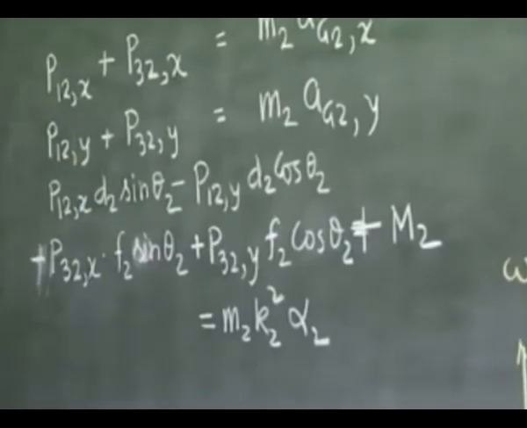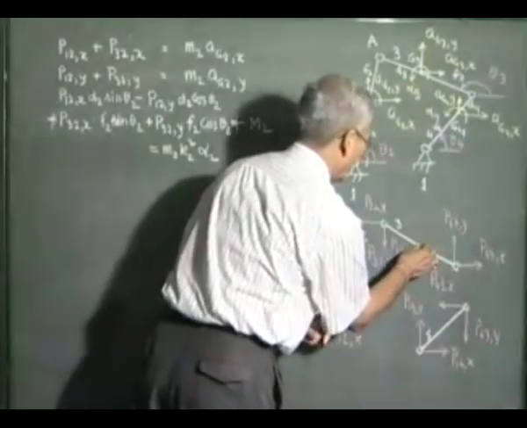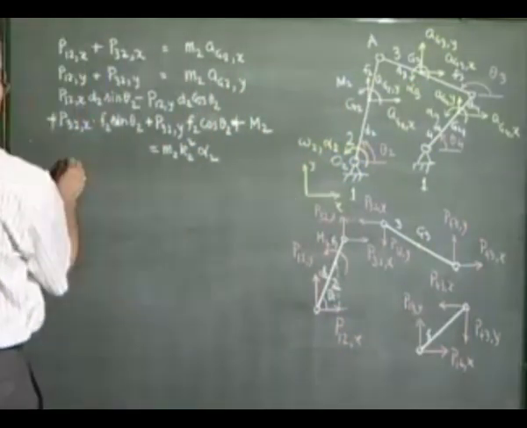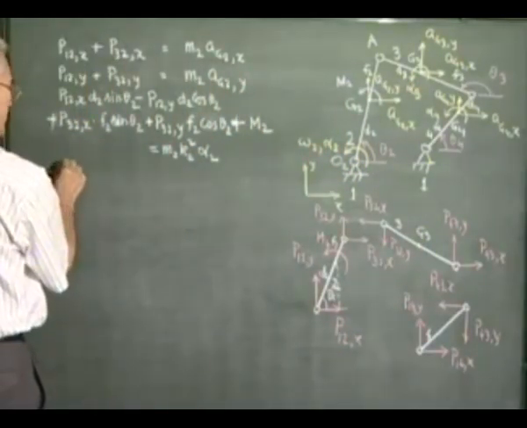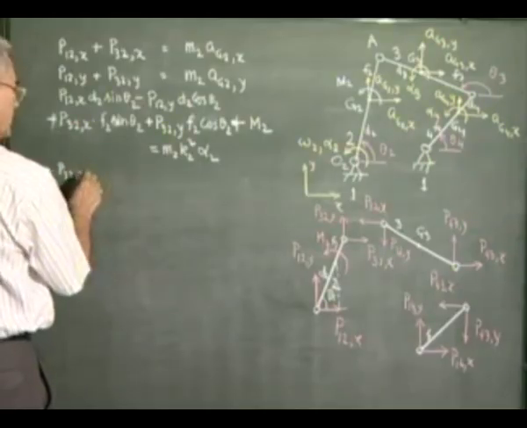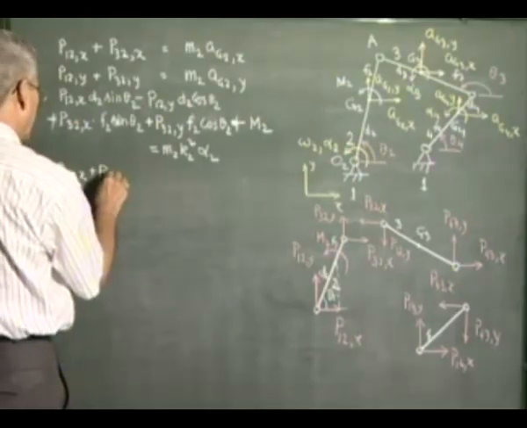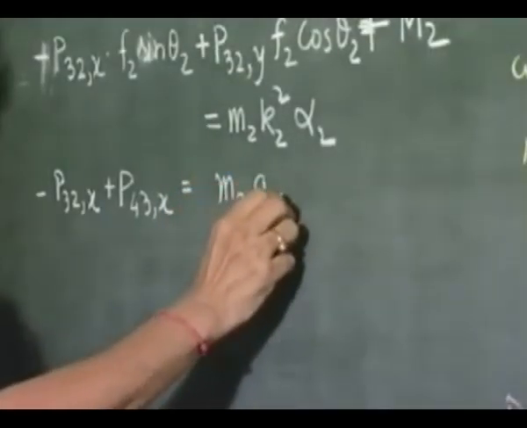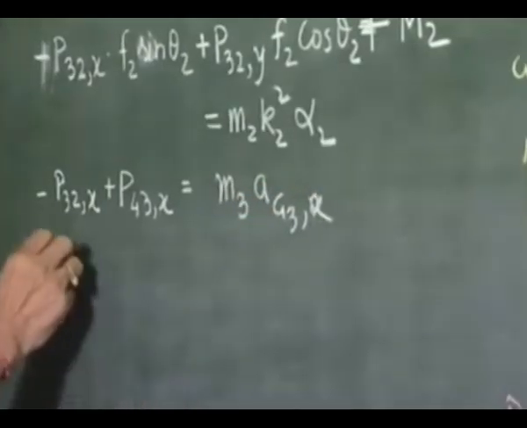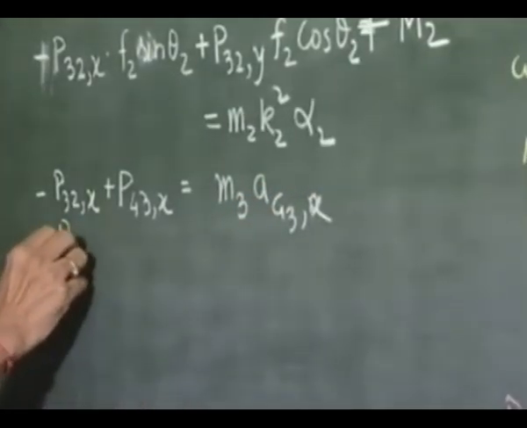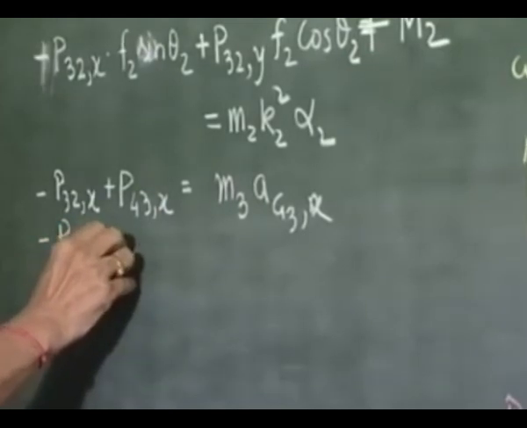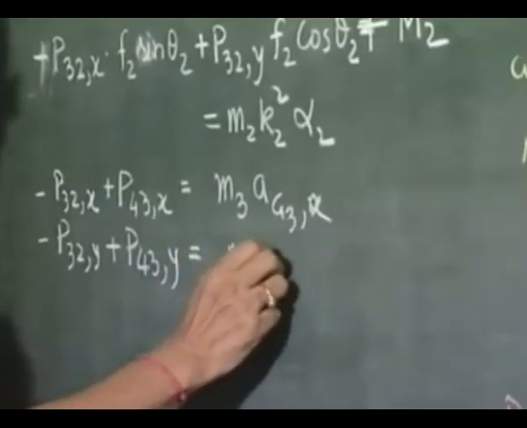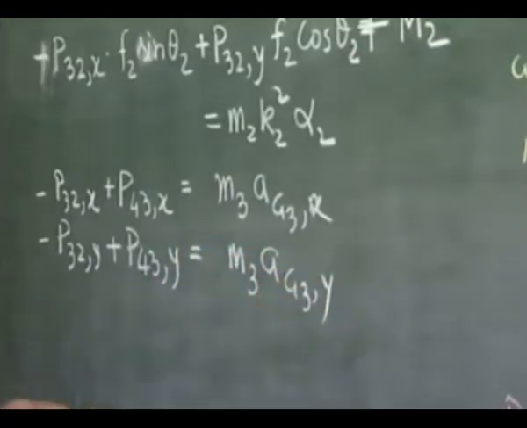Exactly in the same way, when we go to the other links, we can write down similar equations like minus P32x plus P43x is equal to M3 AG3x, minus P32y plus P43y is equal to M3 AG3y.